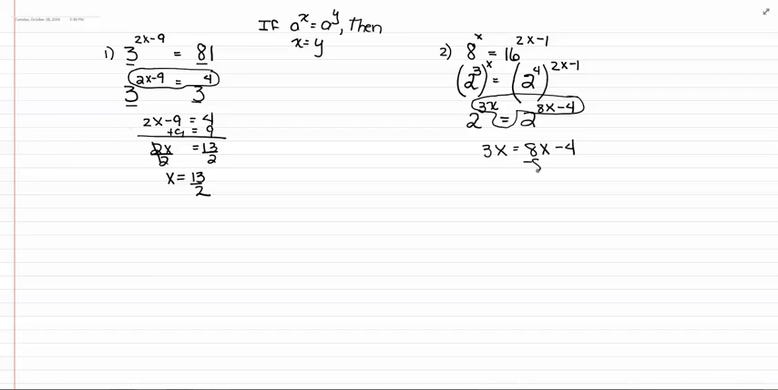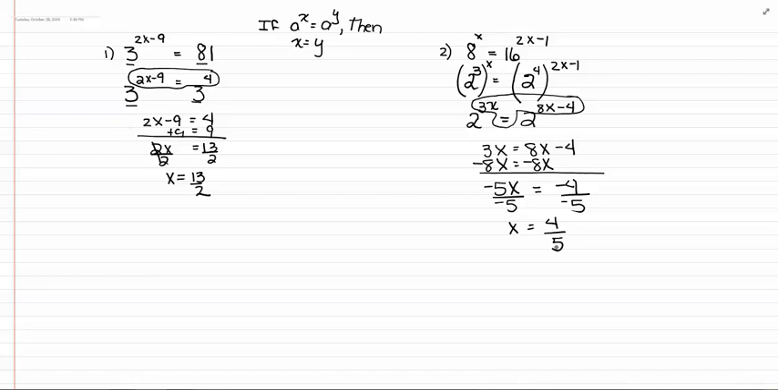So subtract 8x from both sides, collect your variable on one side of the equation, things that don't have a variable on the other, and then divide by -5. So this is going to reduce to x equals 4/5. Okay.